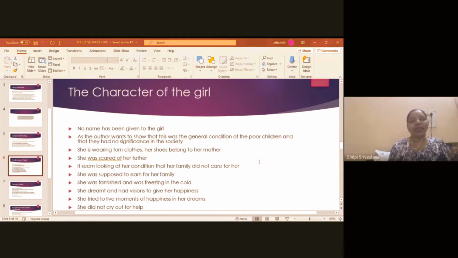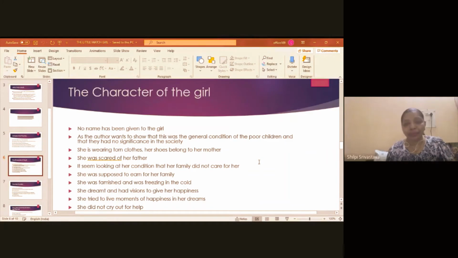The character of the girl. Yes. So here I'm going to tell you who was this girl, what is so special about this girl, so that when we read this story and when we understand the story, you get an entire picture of it. No name has been given to the girl. Yes. So in the story, usually what happens when you read a story, the character is given a name. For example, when you read Cinderella, there is a name given to the girl, Cinderella. All right. So, but then here, the girl has not been given any name, although she is the protagonist of the story.